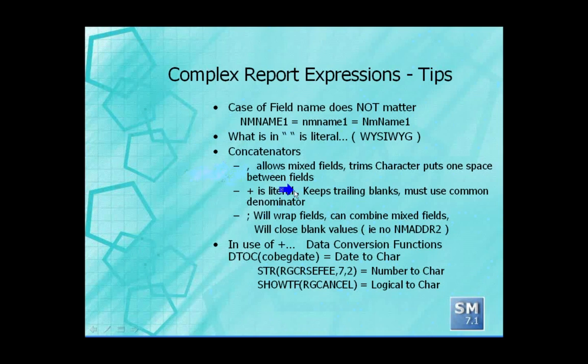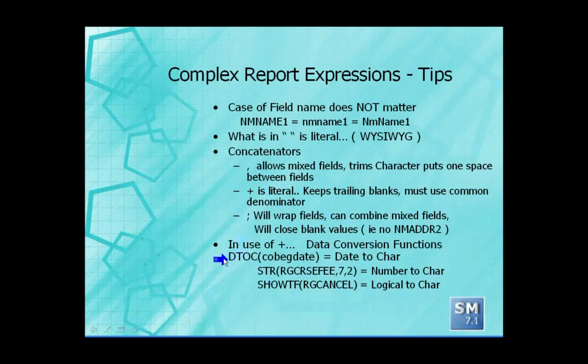Comma allows mixed fields. It trims character value and puts one space between the fields. Plus is a literal, and if you're combining different fields, you've got to use a common denominator. You have to convert the data into a specific format, either character or number. The semicolon will wrap the fields. It does allow you to combine mixed fields and closes blank values. In the use of a plus sign with data conversion functions, you need to use the plus sign to combine multiple value fields.